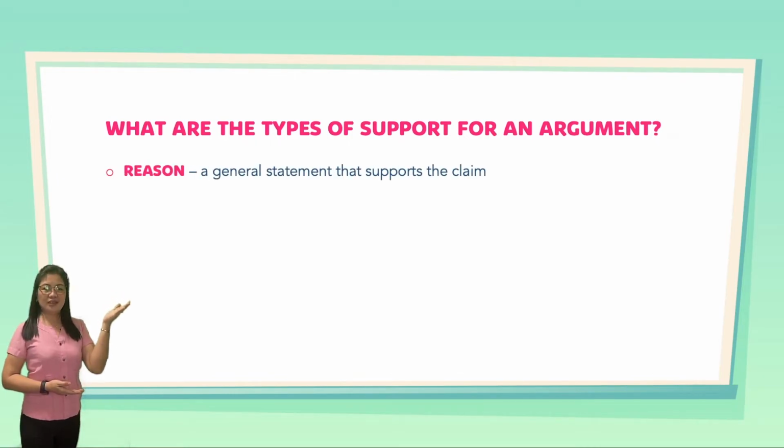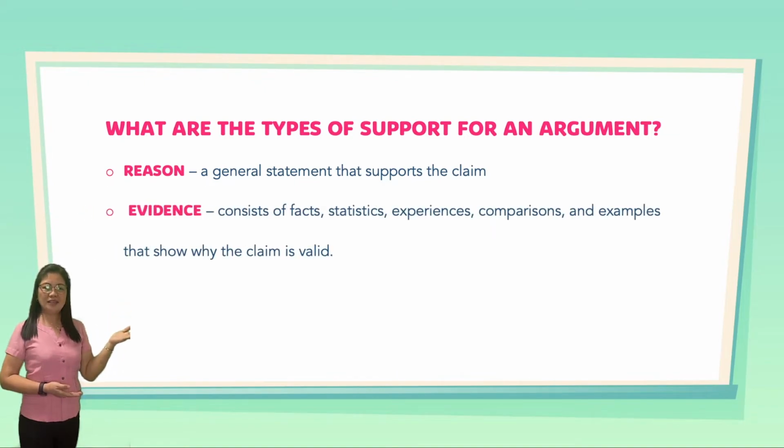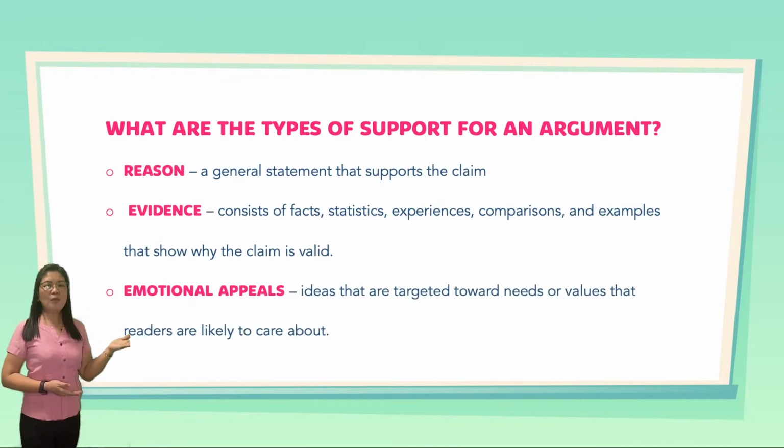First, reason, a general statement that supports the claim. Next, evidence, consists of facts, statistics, experiences, comparisons, and examples that show why the claim is valid. Next, emotional appeals, ideas that are targeted toward needs or values that readers are likely to care about.